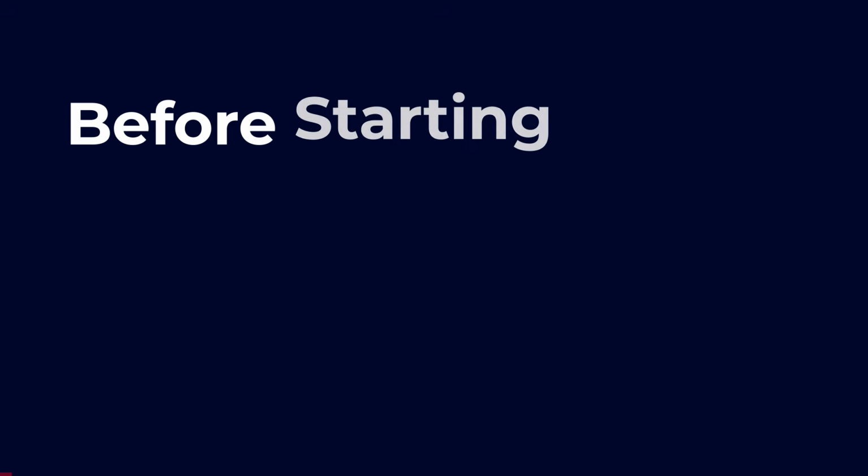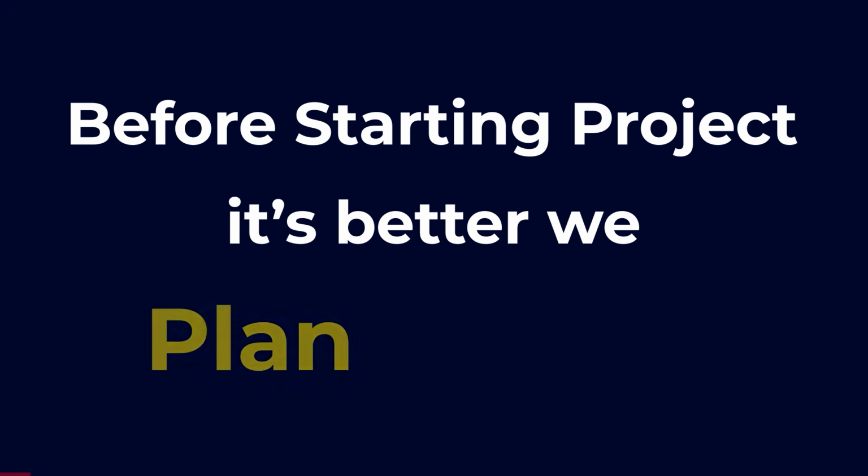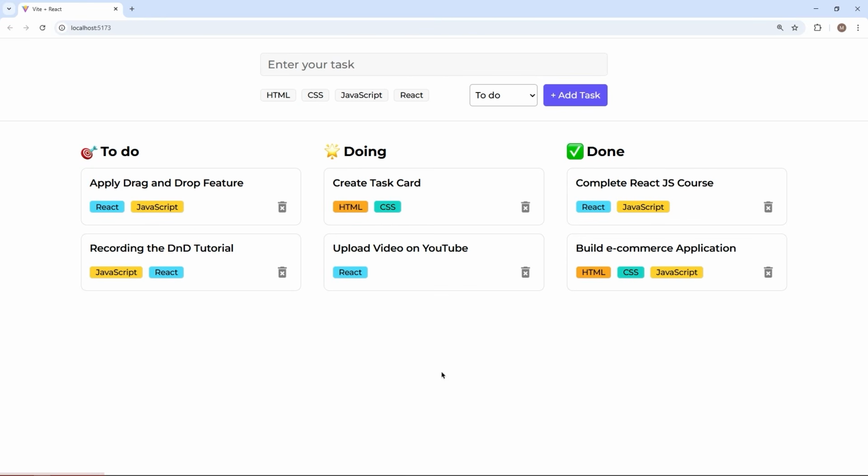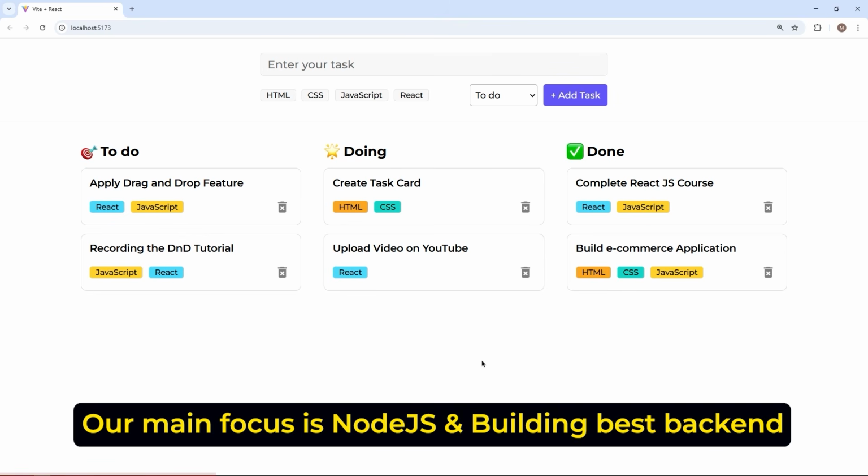Now before we start any project, it's better to roughly plan that project. As we know, our first project is about managing tasks. And here is how its front end looks. Also, this is the first project of my React.js course and we will build this project's backend as our first backend project. Don't worry, we are not going to create the front end here because our main focus is on Node.js and building the best backend for our applications. From the front end, we just need to call APIs.